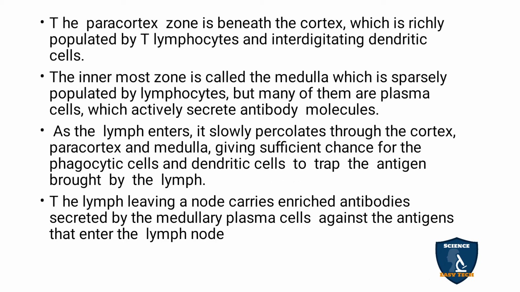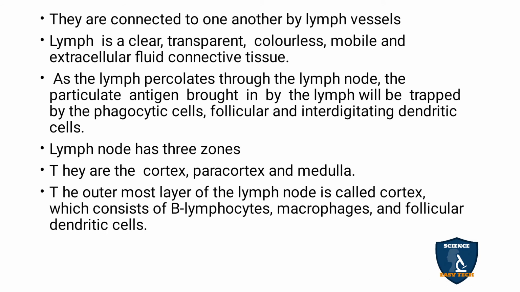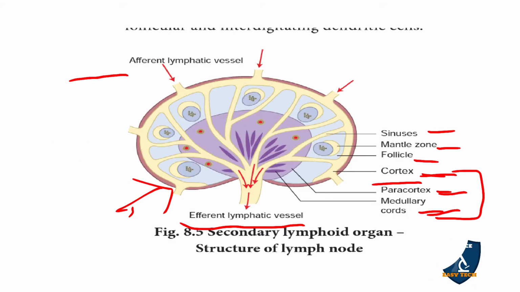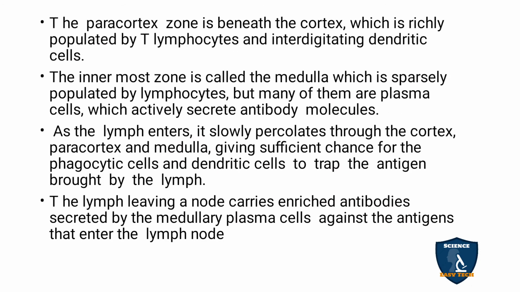So, the paracortex, where is it present? It is present below the cortex. So, that is called the paracortex, and it is richly populated with T lymphocytes. So, a larger number of T lymphocytes is seen here, and it is also interdigitating with the dendritic cells. So, the paracortex zone is seen below the cortex zone, and in this zone you can see richly the T lymphocytes with interdigitating dendritic cells.